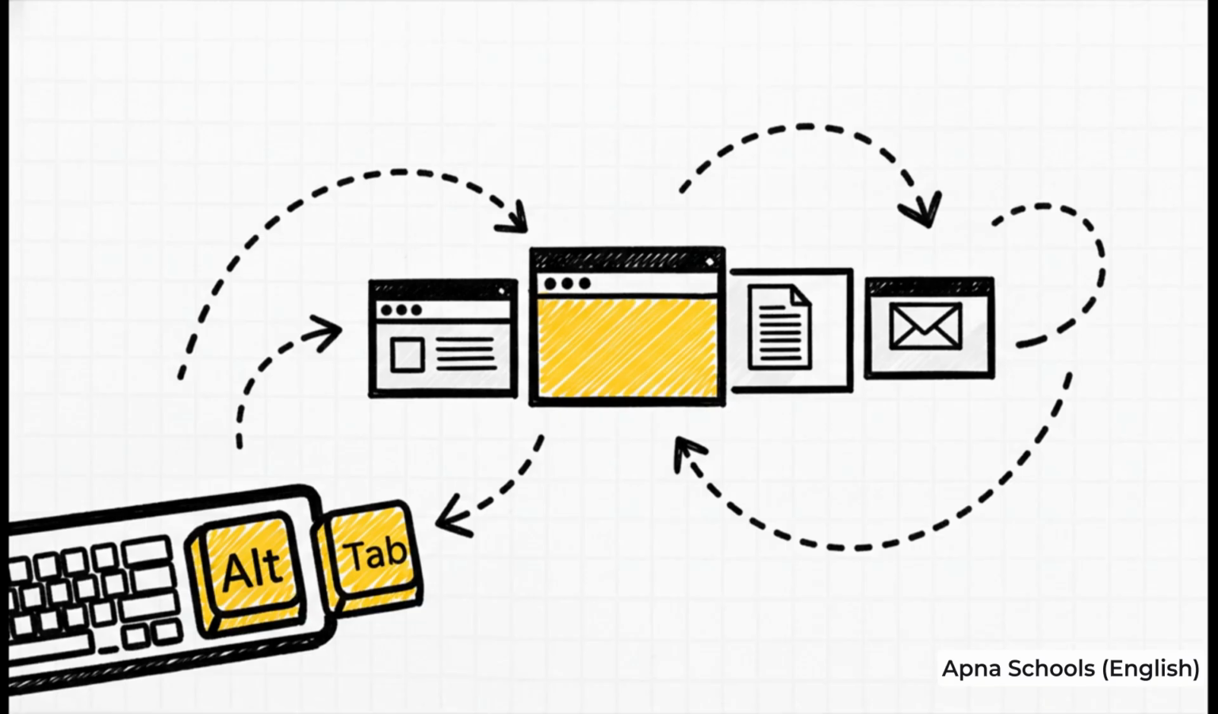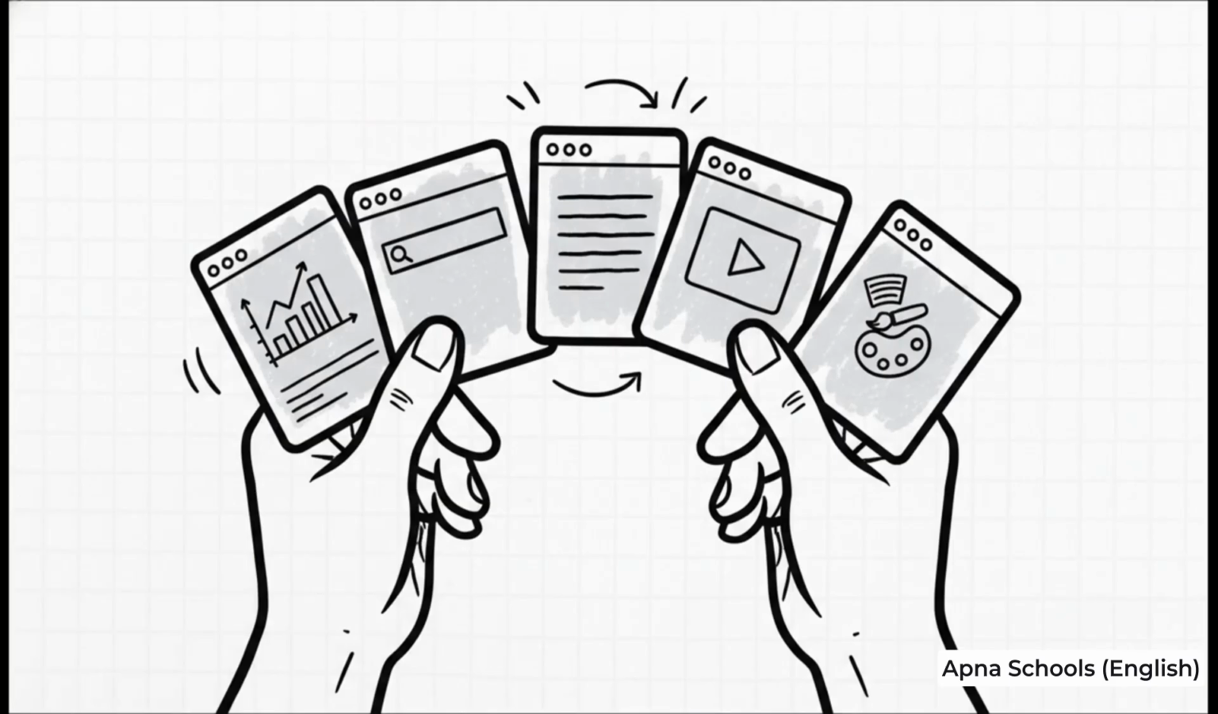Seriously, this is the king of all shortcuts. If you only learn one thing from this, make it this one. It's a game changer. So here's the magic. You just hold down the Alt key, and then you tap the Tab key. Every tap cycles you through your open programs. The analogy is perfect. It's like flipping through a deck of cards, where every card is one of your open windows. So fast, so simple.